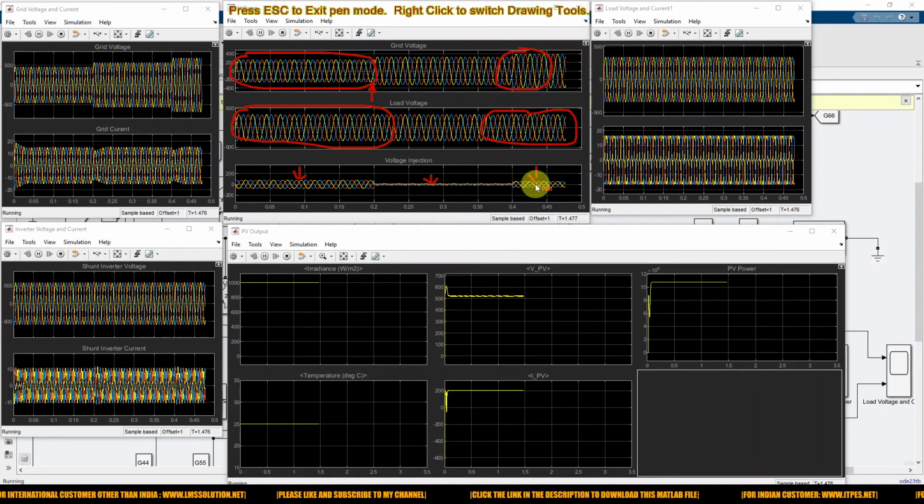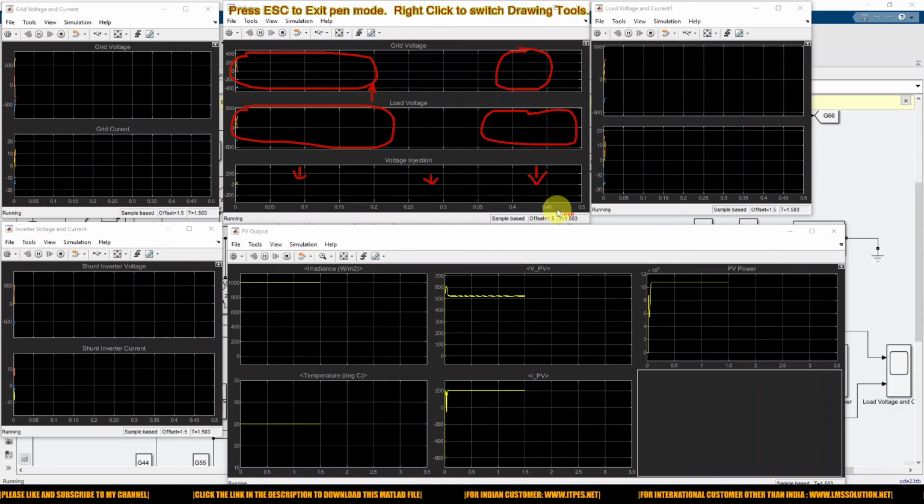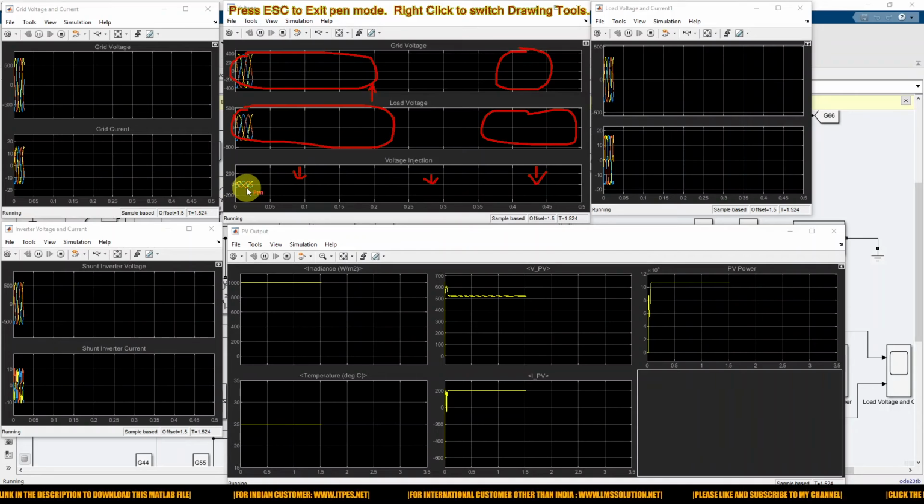So here you can see that the series active filter, or series converter, is now injecting voltage to reduce the increased voltage. That means because of the voltage swell, you need to reduce the voltage level in order to maintain 1 per unit at the load side, right? So it will generate some reverse voltage, which is injected into the grid system, and it will maintain the 1 per unit voltage at the load side. Okay.